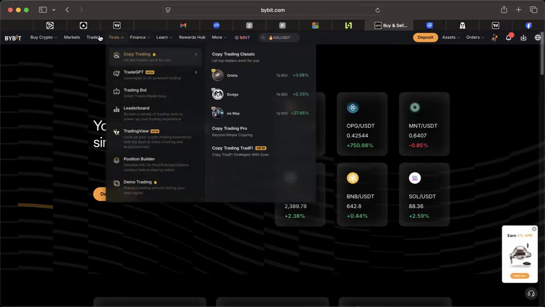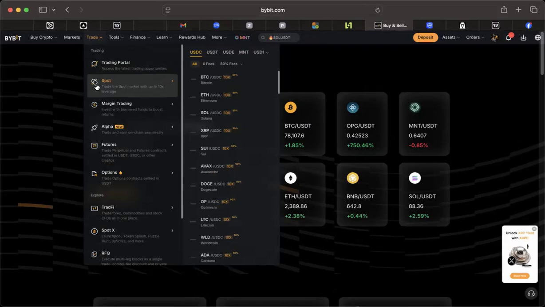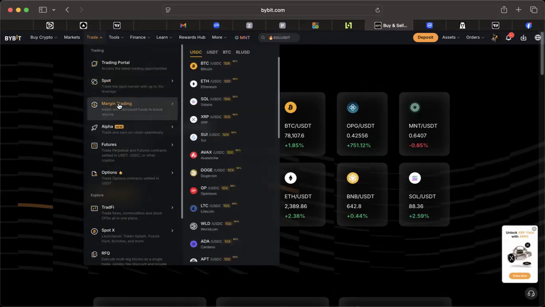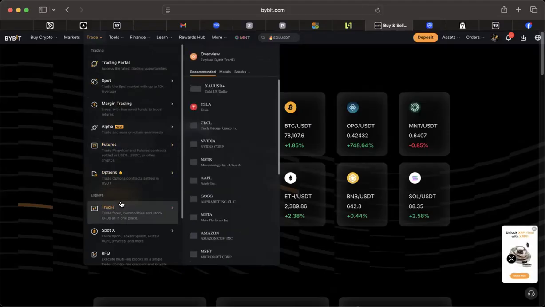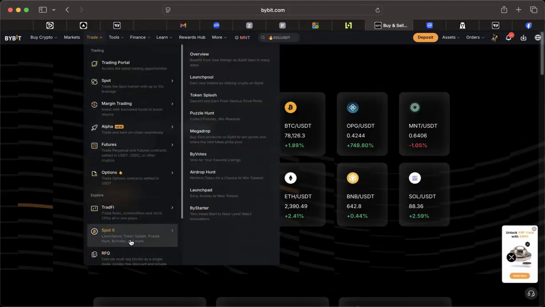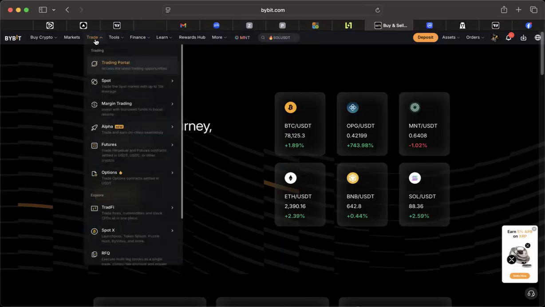Tools, okay. Then trade. You have different trading: spot, margin, futures. So the two major ones we do. You can also trade other financial markets like the stock market, that's traditional finance. So you can do all of those things using your Bybit. So now quickly, I'll just show you a little of how to go into trading.